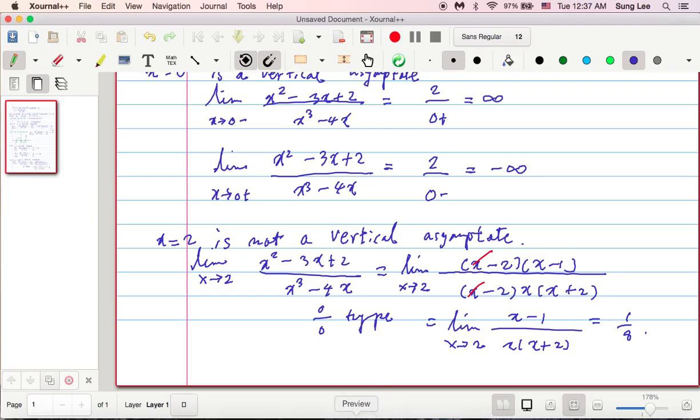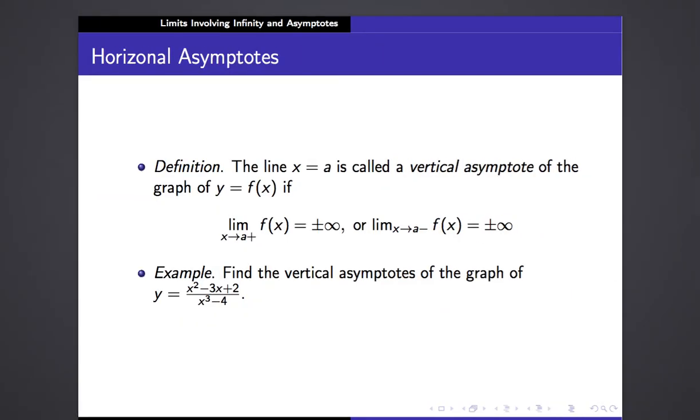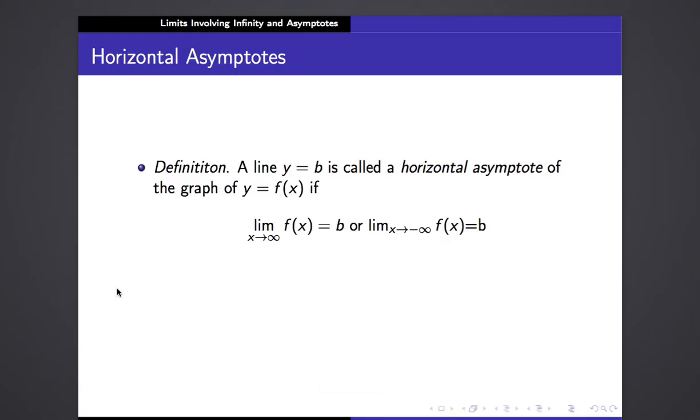Okay, so let's go back to my lecture slides. The next thing is horizontal asymptotes. Previously we were talking about vertical asymptotes. This time we are going to talk about another type of asymptote called a horizontal asymptote. So here comes the definition.